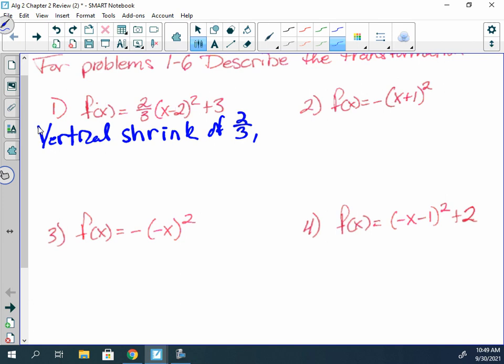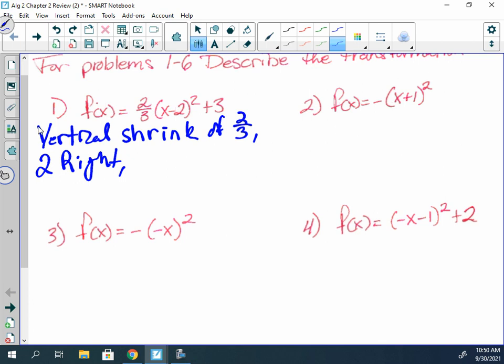Now, the next part that we do have is the -2 inside the parentheses. Because there's nothing being multiplied by the x, either a negative sign or a number, we don't have a horizontal stretch or shrink or a reflection across the y-axis. But the -2 tells me I'm moving 2 units to the right. Because inside the parentheses, it's the opposite of what we think.